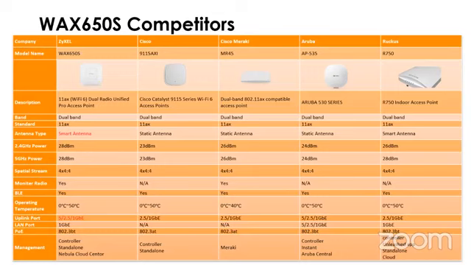We are offering that 5 gig uplink port. You'll notice when you go through here, Cisco does not offer 5 gig uplink ports. They only offer 2.5, as does Ruckus. So only Aruba is offering the 5 gig uplink that we have there.